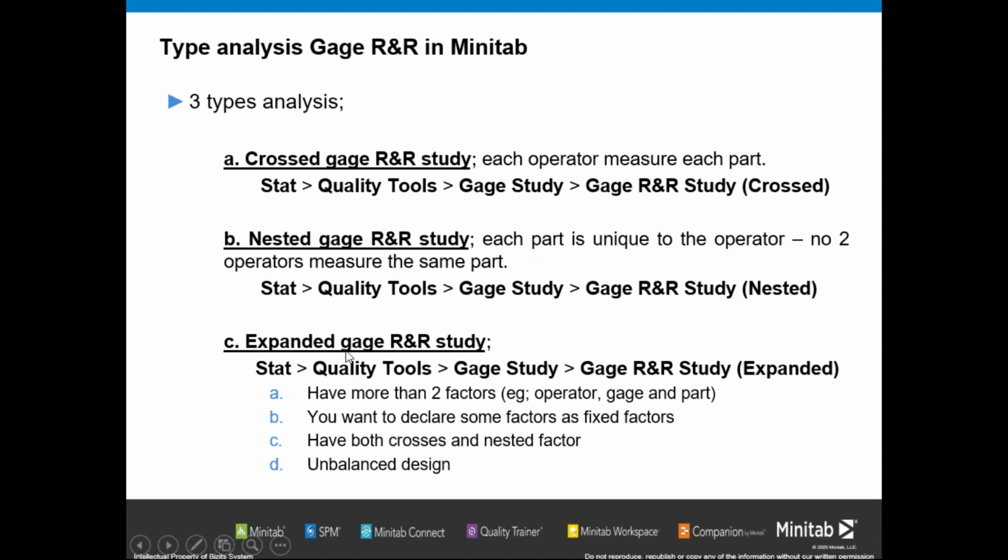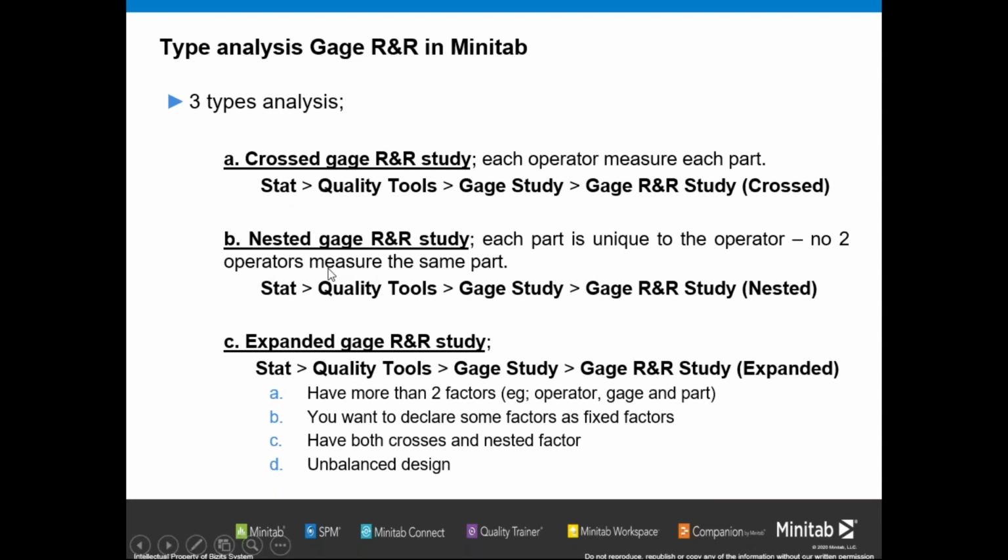And then the expanded Gage R&R is where you have more than 2 factors. Basically, we have an operator, we have a gauge, we have a part, and maybe you have another factor, let's say your location. So you can go for expanded, where you have an unbalanced design. So for the Minitab Gage R&R study, we have crossed, nested, and expanded. But today we just focus on the crossed Gage R&R study.